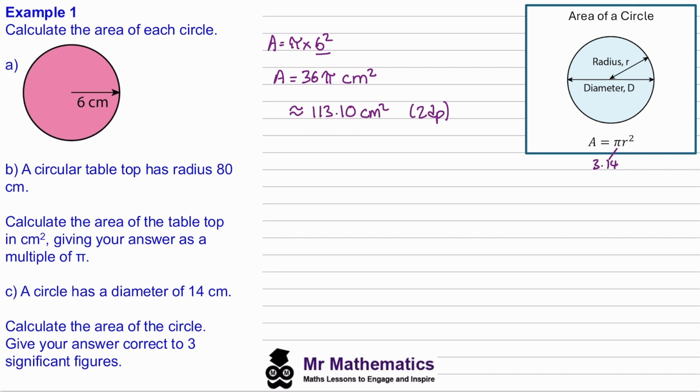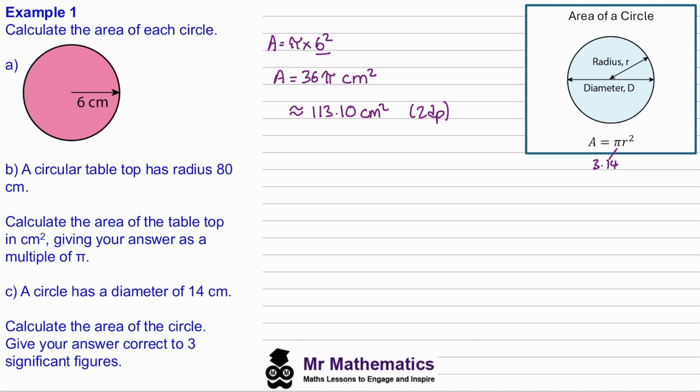So if we look at question B, a circular tabletop has a radius of 80 centimeters. We've been asked to calculate the area of a tabletop in centimeters squared, giving our answer as a multiple of pi. So do you want to try this question yourself?